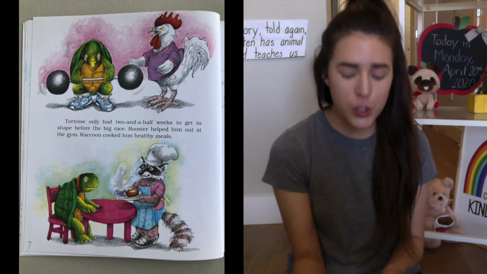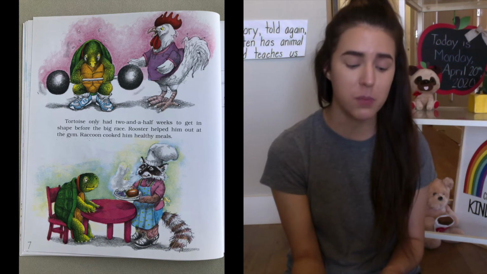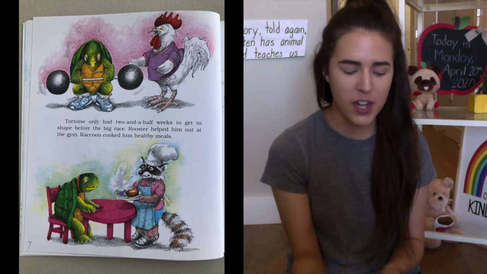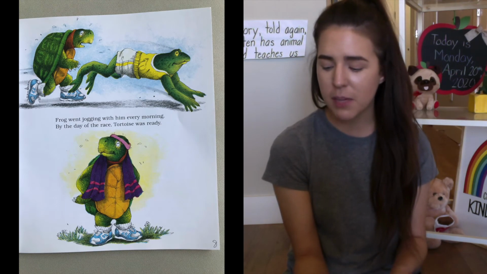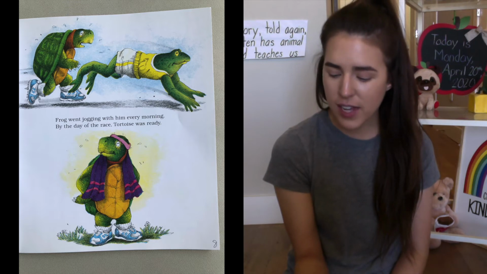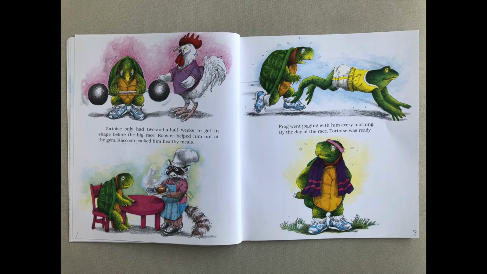Tortoise only had 2.5 weeks to get in shape before the big race. Rooster helped him out at the gym. Raccoon cooked him healthy meals. Frog went jogging with him every morning. By the day of the race, Tortoise was ready.